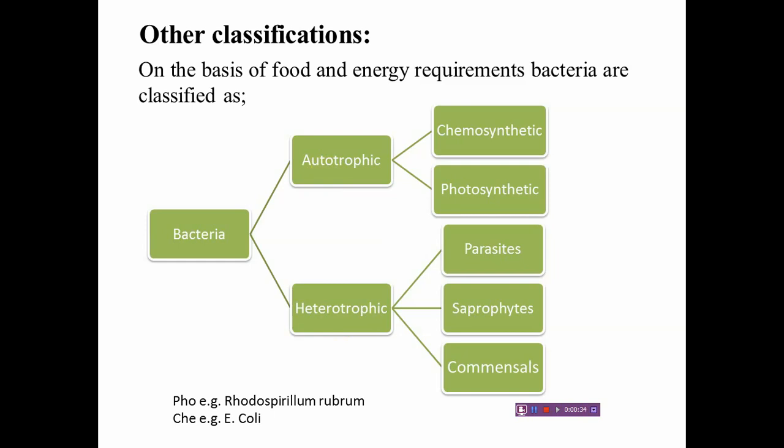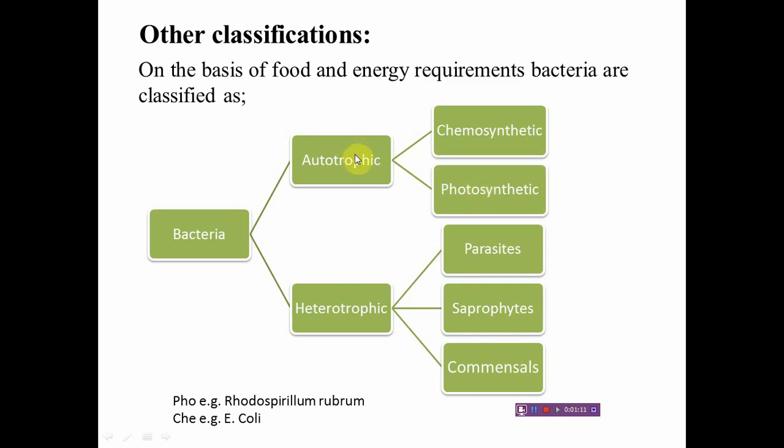So the cells which can derive the energy directly from sunlight, they are called phototrophic or photosynthetic. So photosynthetic bacteria, example is Rhodospirillum rubrum, or the cells like Chromatium okenii. These are examples of some photosynthetic microorganisms. What does that mean? So they derive the energy directly from sunlight or directly from daylight. They are photosynthetic.